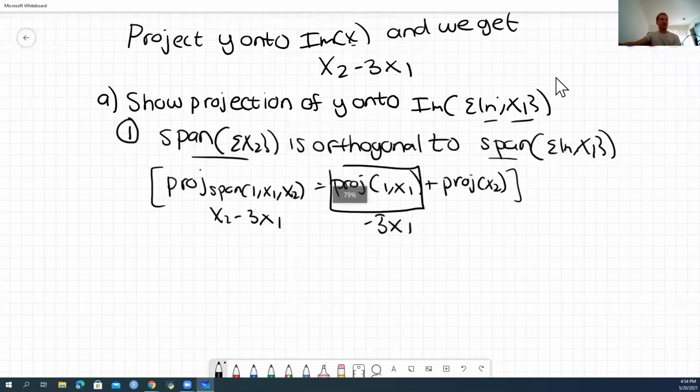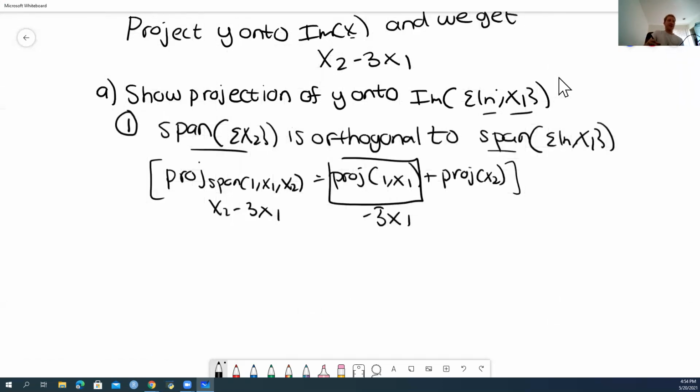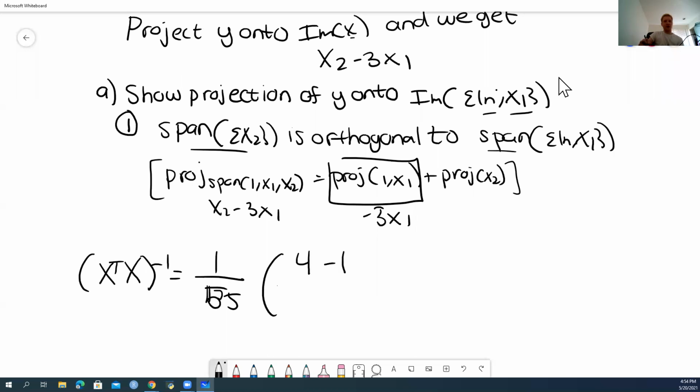So again, this is a little bit tricky, but what you want to look at is the fact that we are given x transpose x inverse, which is equal to 1 over 555 times the matrix with rows 4, negative 1, 0, negative 1, 3, 0, and 0, 0, 4.